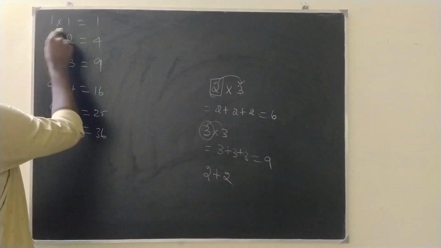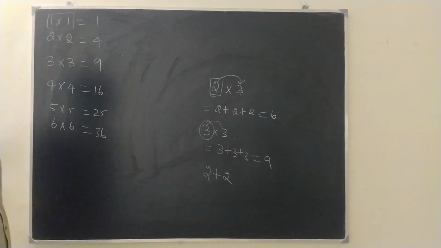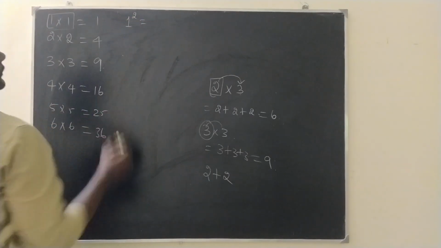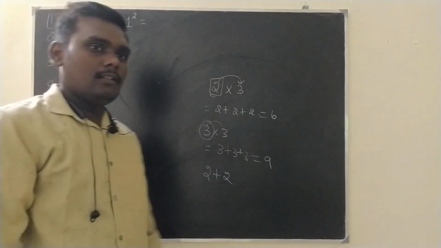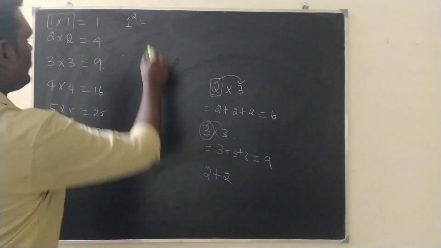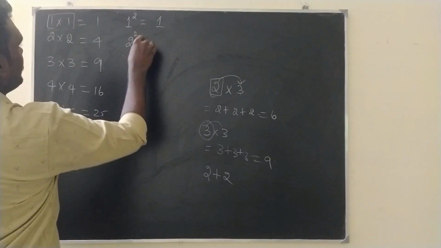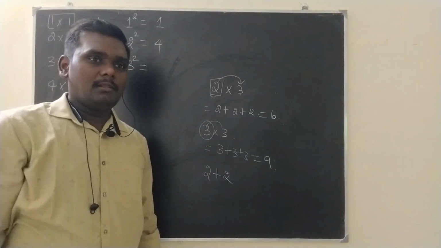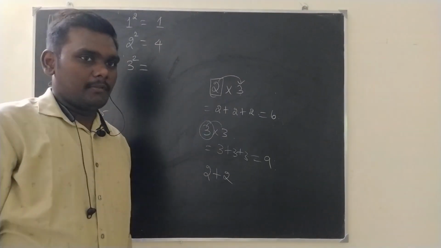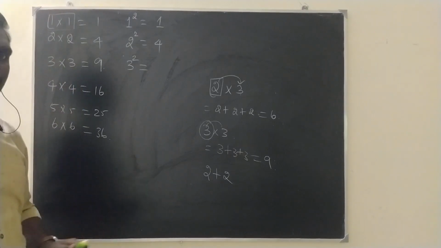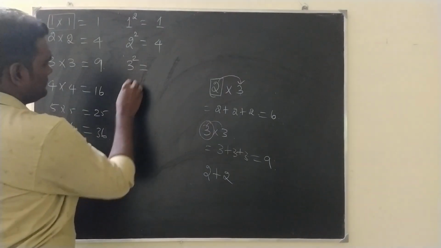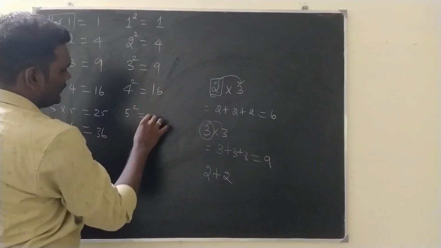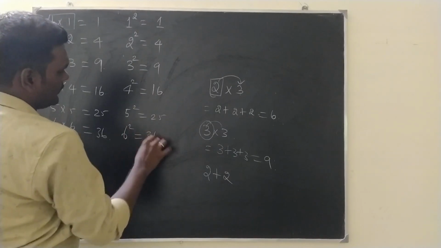Now, this 1 into 1, we can represent as 1 square, 1 to the power 2, or it can be pronounced as 1 square, and this can be written as 2 square is 4. When I mention 3 to the power 2, it means 3 multiplied how many times? 2 times. You see, 3 into 3. Okay. Likewise, 4 square is 16, 5 square 25, 6 square, that is 36.